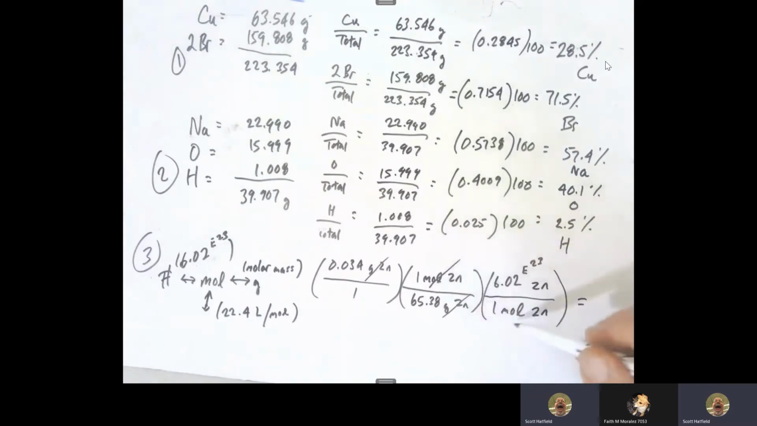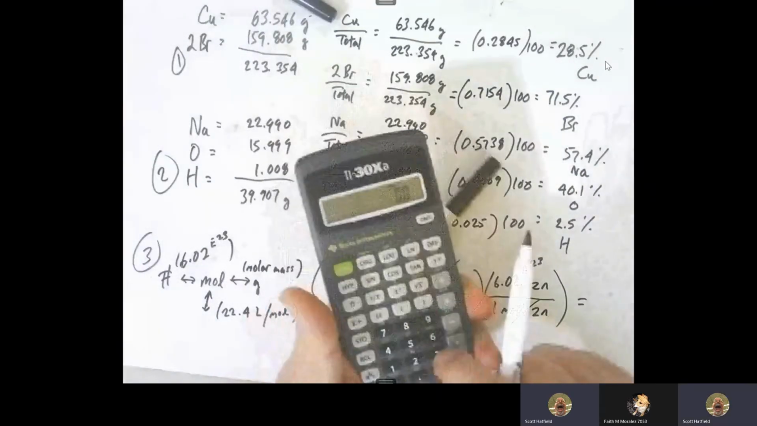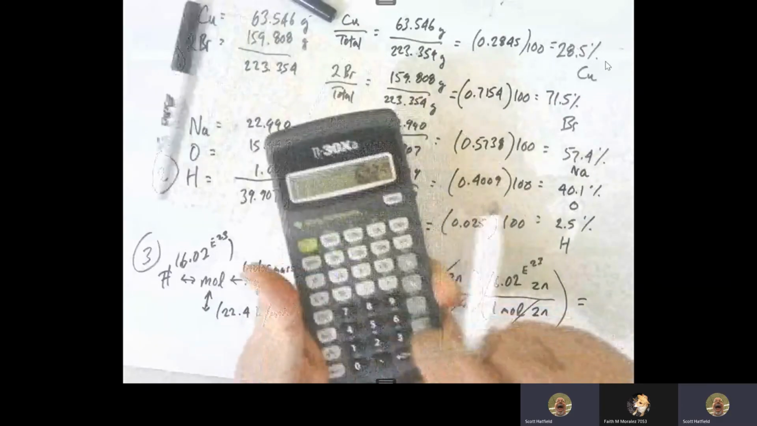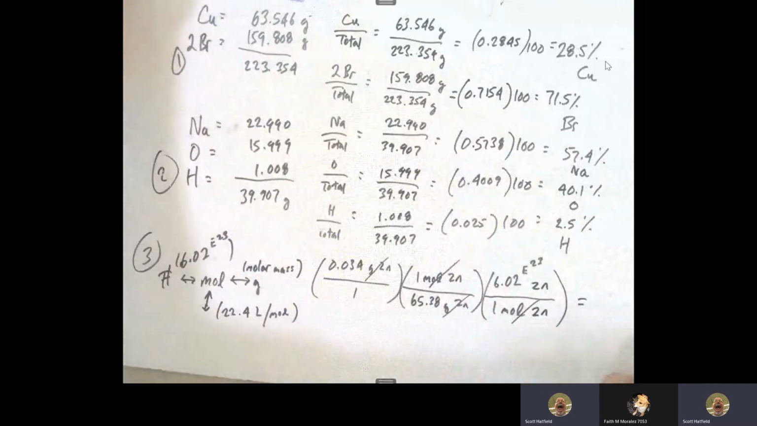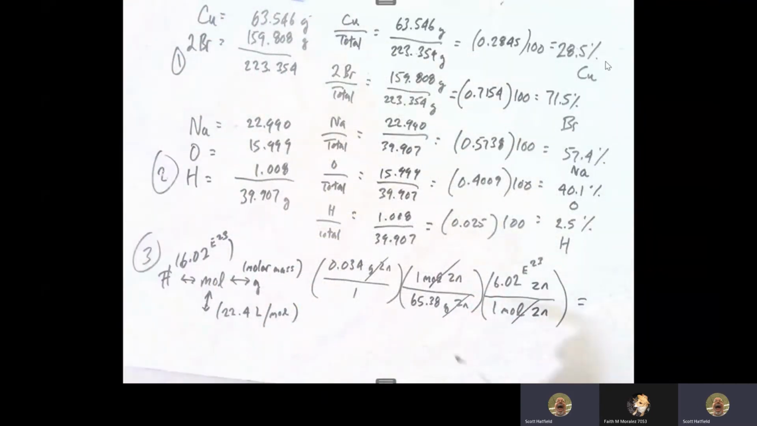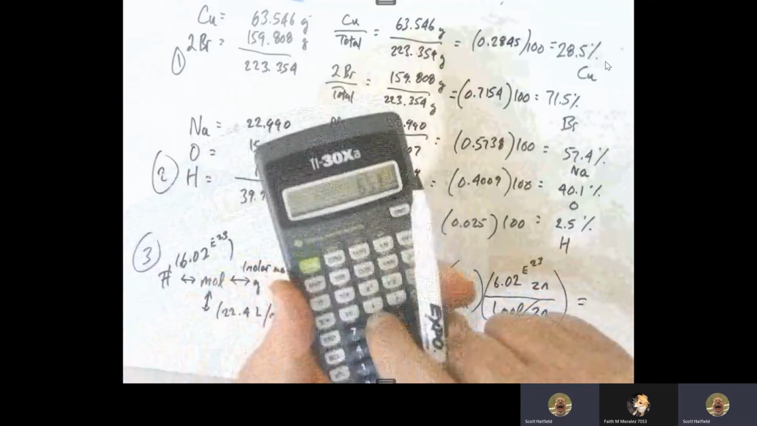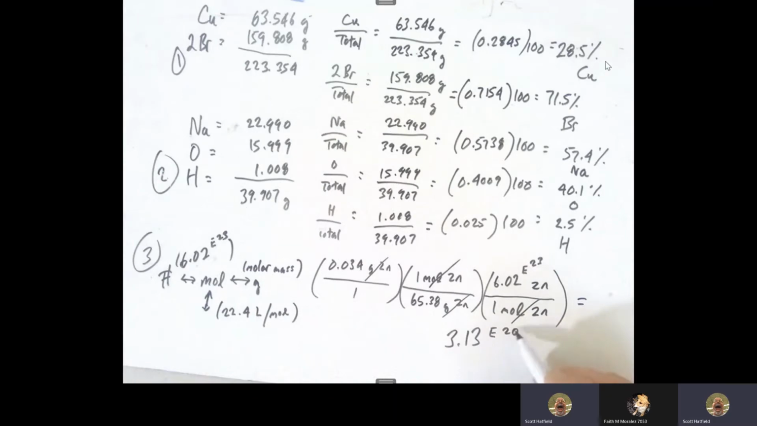So now that we have this set up, we can cancel the moles as well. And so this becomes 0.034 times 6.02 times 10 to the 23rd, which gives us a fairly large number. So sorry. And we now divide that large number by 65.38. And if we do, we get this answer, 3.13 times 10 to the 20th atoms of zinc.